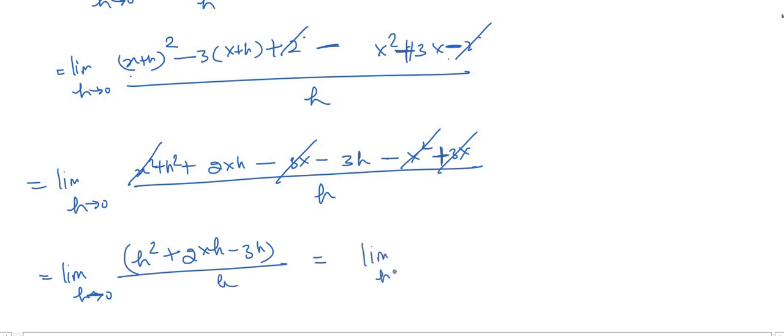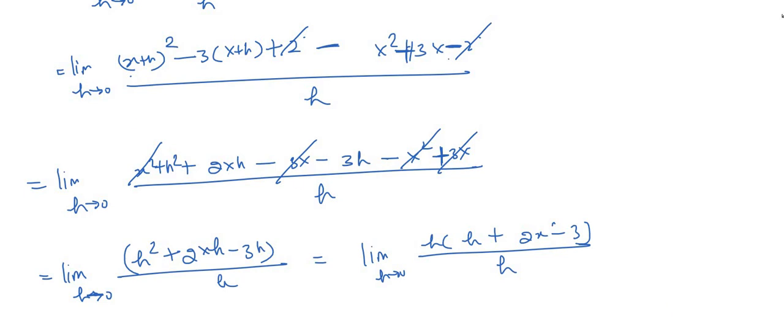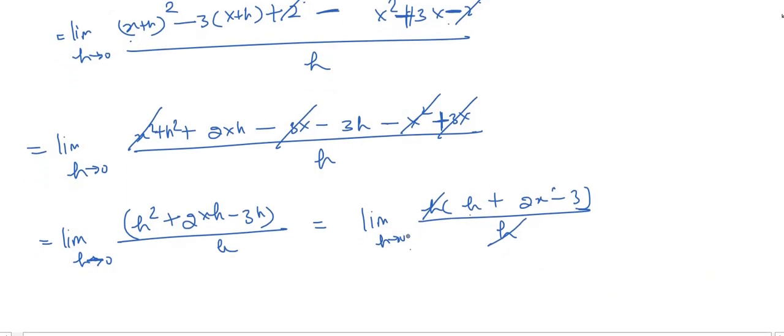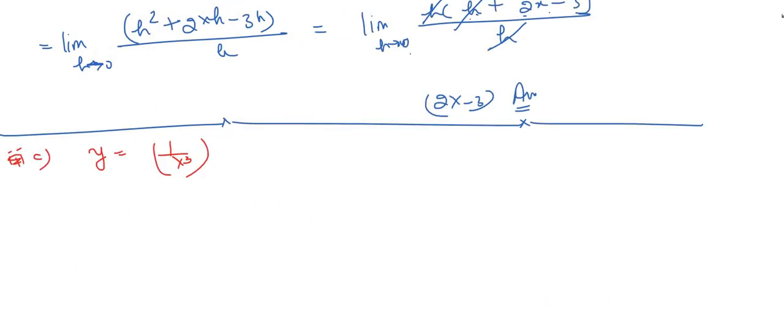Here I think I can take h common, so h into h plus 2x minus 3, by h, correct? Is anything cancelling here? So here this h and this h are cancelling. Now I am ready to put the value h is equal to 0 here. So this will go to 0. So what is left over is 2x minus 3. This is my answer.